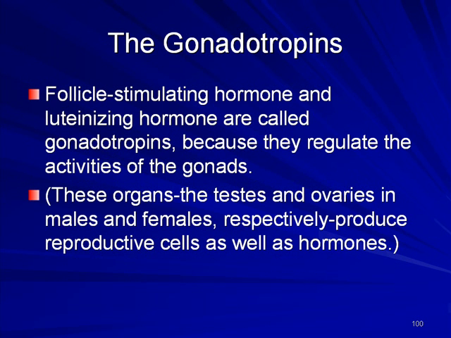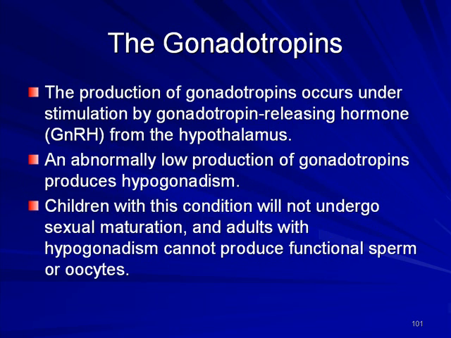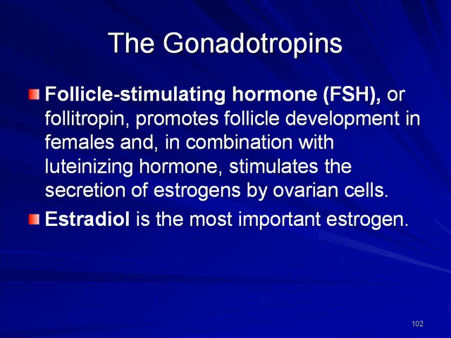The gonadotropins are stimulated by follicle-stimulating hormone and luteinizing hormone. They are called gonadotropins because they regulate the activities of the gonads. We went into a lot of detail about this during the reproductive system, so I won't go into a lot of detail about it now, but basically this is where we see the effect of the sex hormones on the body. Production of gonadotropins is related to the gonadotropin releasing hormones from the hypothalamus.